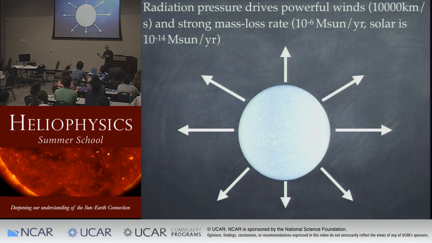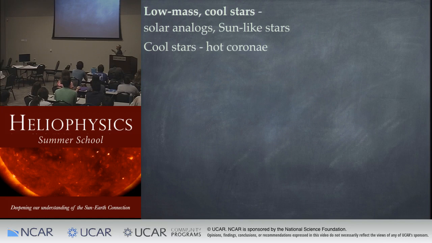It relates to stellar evolution issues that we're going to discuss later. Okay? Now, low mass stars, and these are the so-called solar analogs or sun-like stars. As far as I see, the definition of solar analogs or sun-like stars are cool stars, low-mass stars that are relatively cool in temperature, and they have a hot corona. Okay?